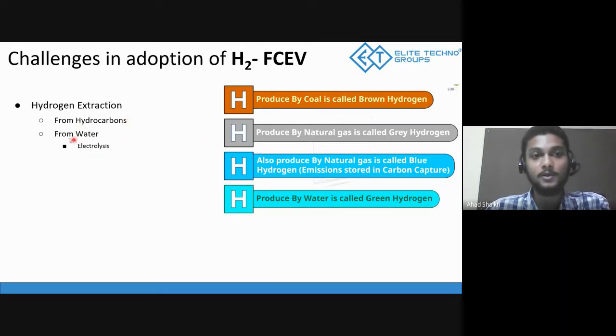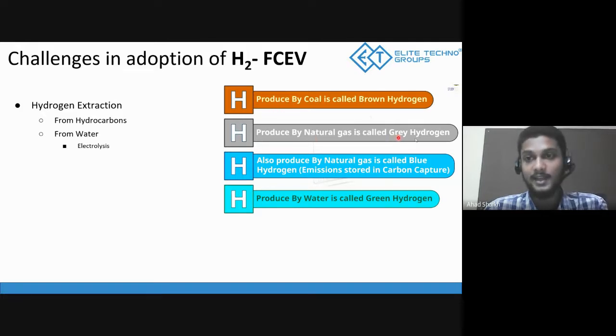But based on the way we produce the electricity for this process, we have different types of hydrogen. There is brown hydrogen. Why is it called brown hydrogen? When we generate the electricity using coal, and that electricity is used for the electrolysis process to produce hydrogen, it is called brown hydrogen, which is definitely not advisable, because producing electricity from coal affects the environment in a very bad way. So this is not something we can go with.